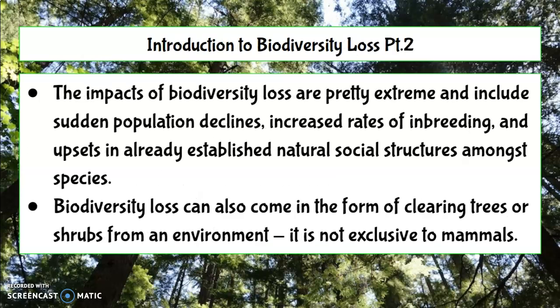So the impacts of biodiversity loss are pretty extreme and include sudden population declines, increased rates of inbreeding, and upsets in already established natural social structures among species. When sudden population declines happen, breeding is few and far between, mates can't find compatible mates, and things just start to decrease. We lose species. And now this can also happen with plants and shrubs and flowers and insects as well. It's not exclusive to mammals.